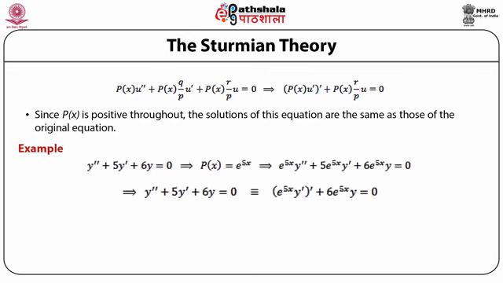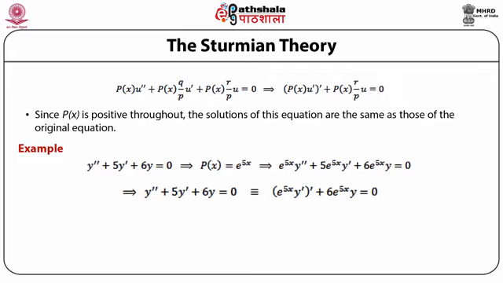Now let us consider an example represented by the equation y'' + 5y' + 6y = 0. This implies P(x) = e^(5x), which gives e^(5x) y'' + 5 e^(5x) y' + 6 e^(5x) y = 0. The equation can also be expressed as (e^(5x) y')' + 6 e^(5x) y = 0.